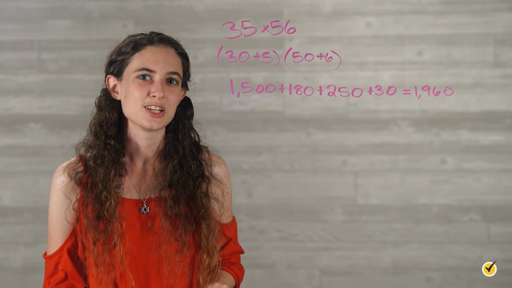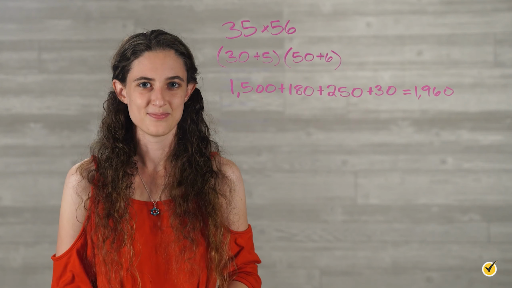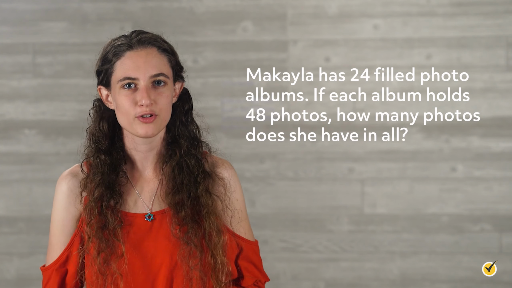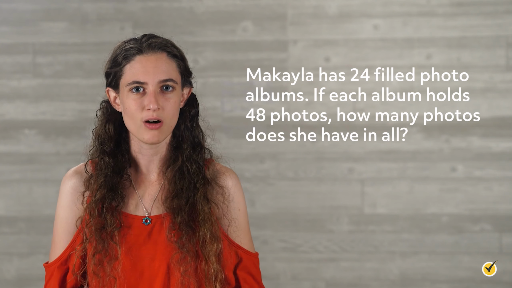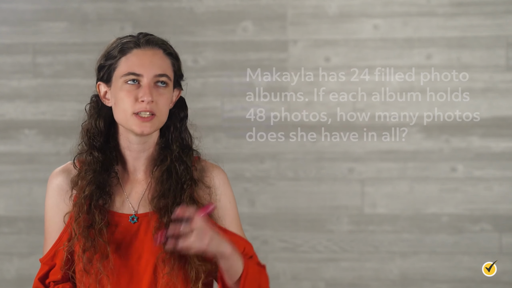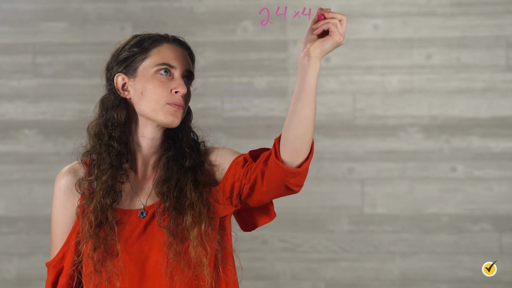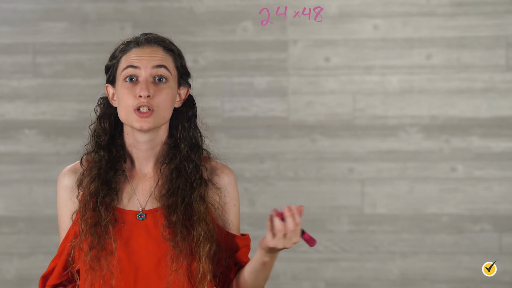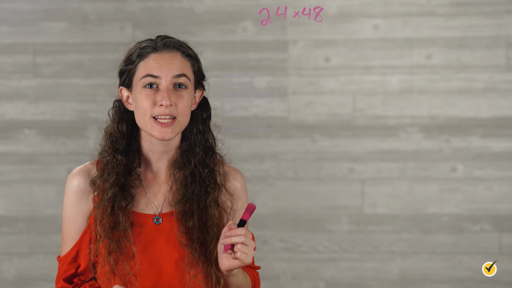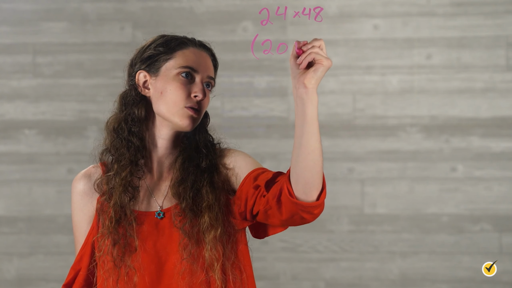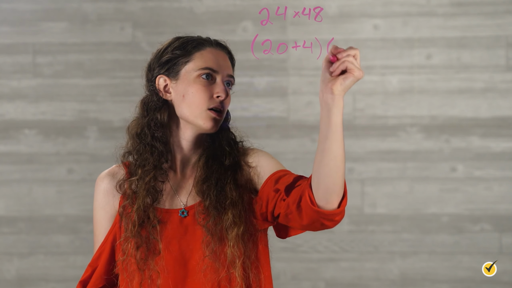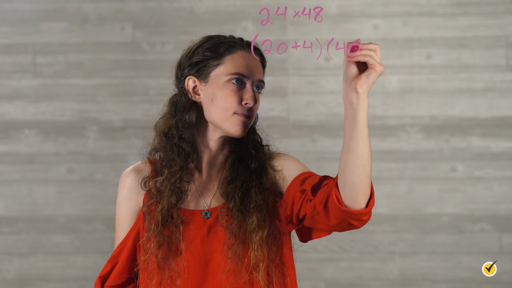Let's look at another multiplication problem where we can apply the FOIL method. Michaela has 24 filled photo albums. If each album holds 48 photos, how many photos does she have in all? To solve this problem, we need to multiply 24 times 48. To solve using the FOIL method, start by writing each term as a binomial. So 24 is 20 plus 4, times 48 is 40 plus 8.